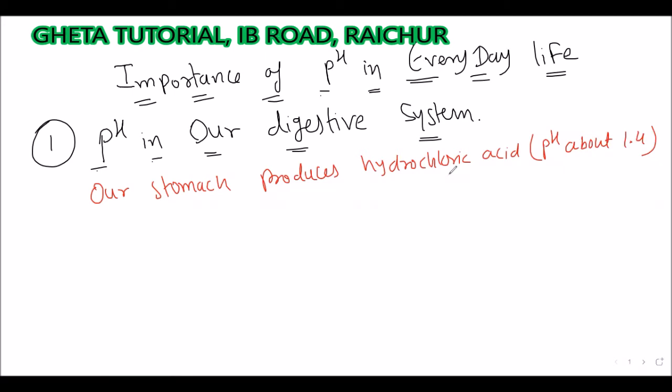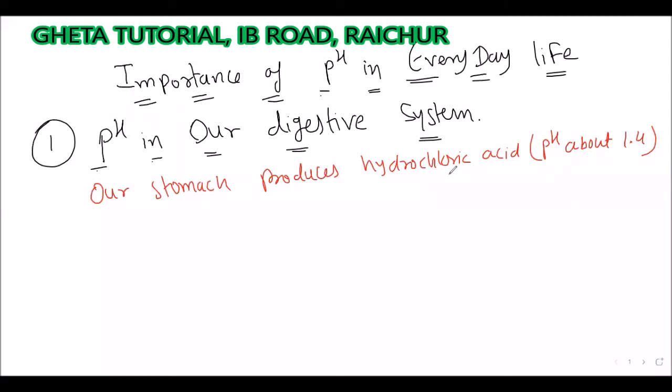During indigestion, the stomach produces too much acid. If the stomach produces too much acid, then there is pain and irritation in your stomach. So during indigestion, obviously hydrochloric acid will be produced, but sometimes too much acid is produced, which causes the pain and irritation in your stomach.